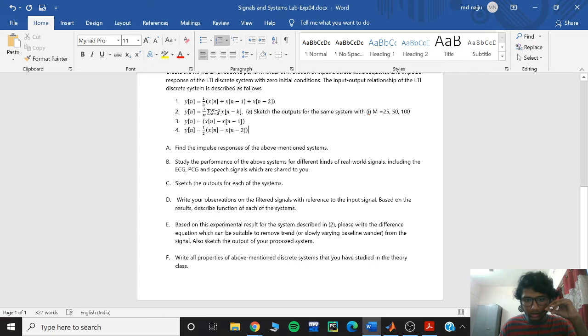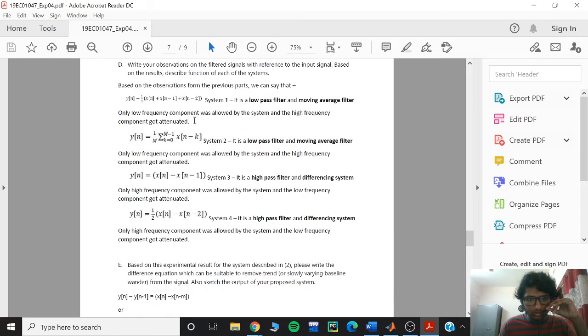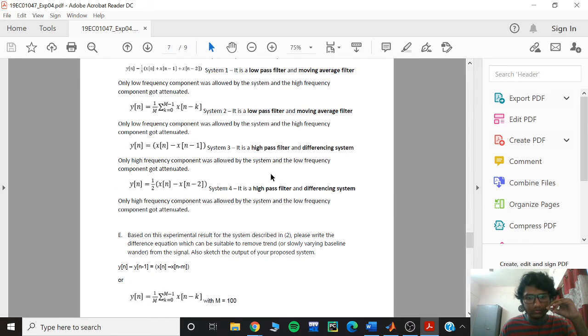This is what is asked in the next part. In the next part, what they've asked us is, based on the results of the output signals that we observed, to describe the function of these systems. So this is the equation for the first system. Based on the observations, we can say that system 1 is a low pass filter and a moving average filter. Similarly, system 2 can be said to be a low pass filter and a moving average filter. And systems 3 and 4 are nothing but high pass filters and differencing systems.